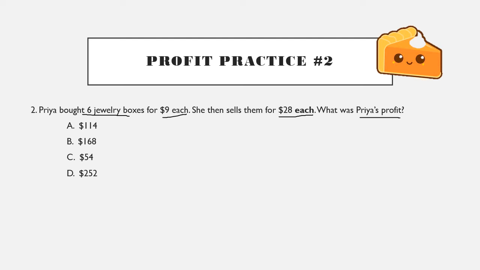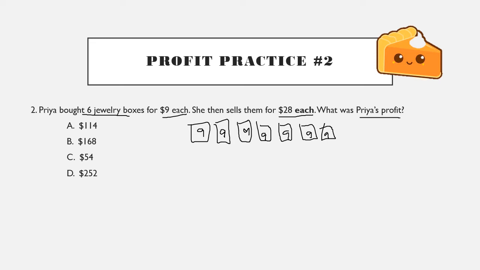So when I'm looking at this, there's two ways that I could solve this. The first way, I would think about, okay, I've got 6 equal groups, 6 jewelry boxes, right? And each of them is $9. So I could find how much she bought them for total and then find the total income. She sold each of them for $28 each.